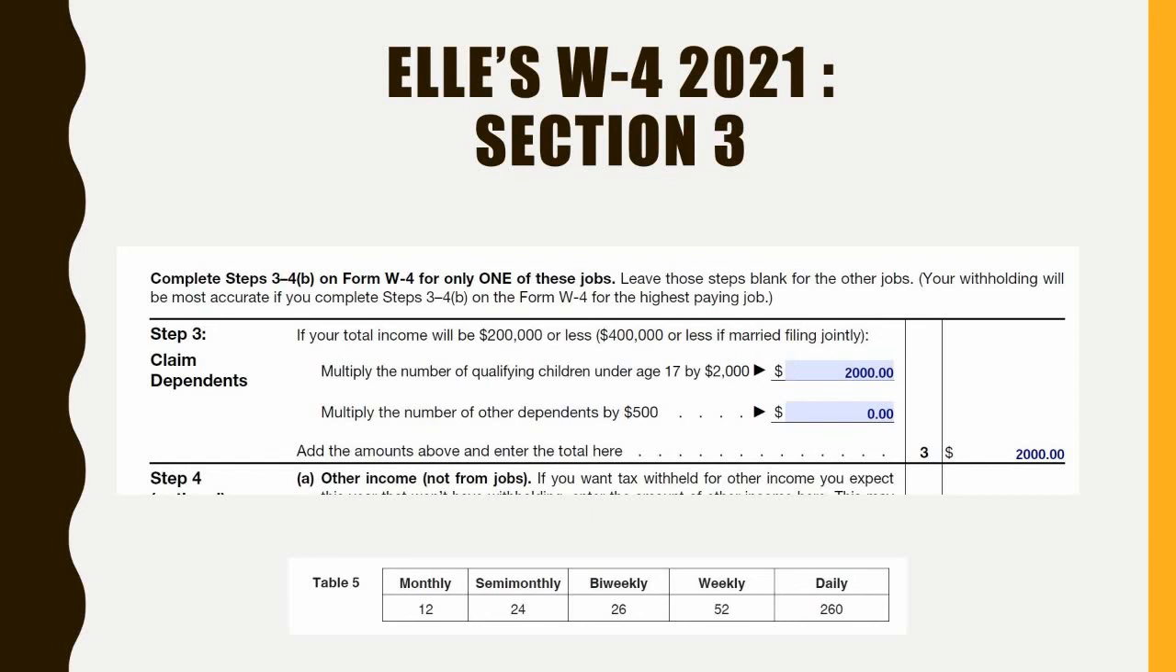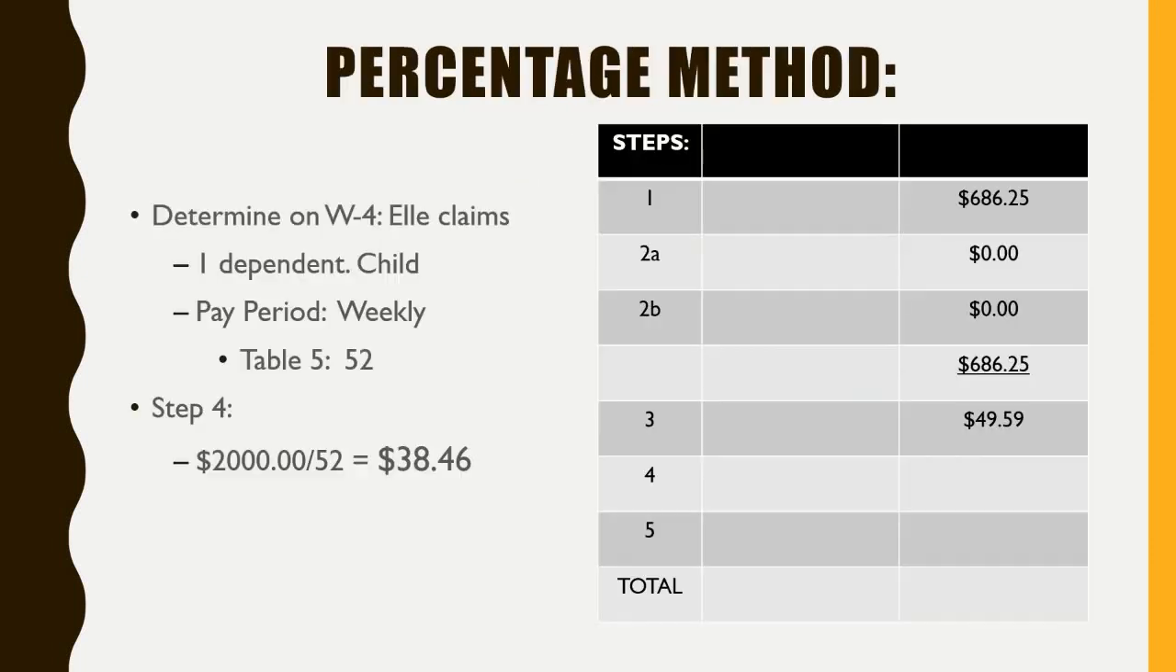Okay. So in this case, she's claiming one child for $2,000. She must also calculate how much it is per paycheck. She's getting 52 paychecks for the whole year, so we're going to take that $2,000, divide it by the 52, and that gives me a total of $38.46. That's how much you're going to claim for that child per paycheck. Okay?